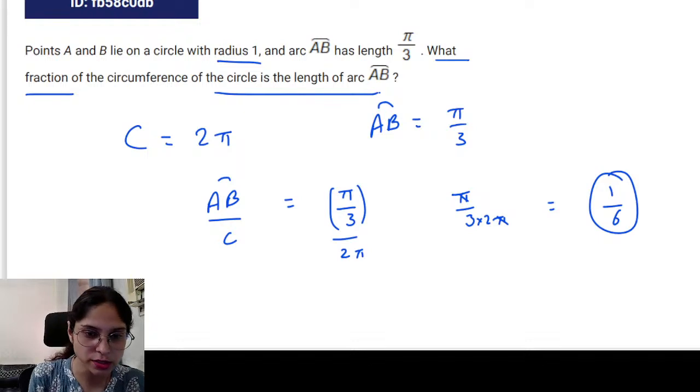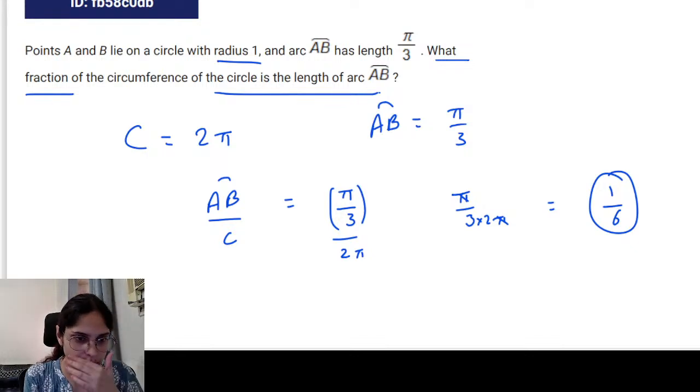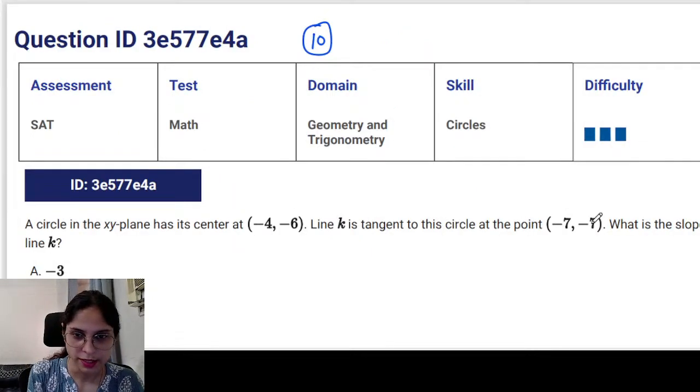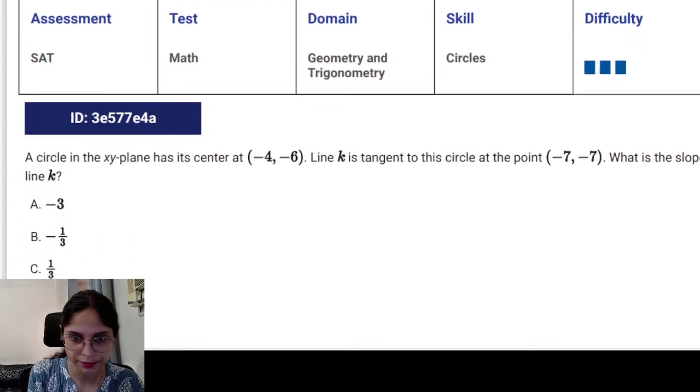These were the arc length questions. Now there's one question related to tangent. Let's do that and then we'll move to the circle equations questions, because there are a lot of them. Question number 10 is the tangent one. Just remember, a tangent is perpendicular to the radius, and that's what they want here as well.